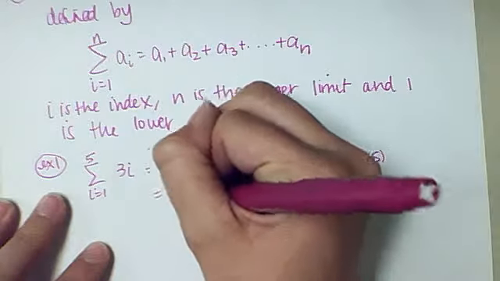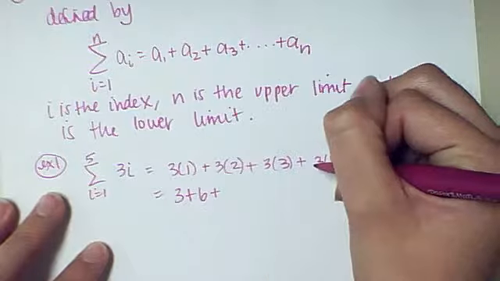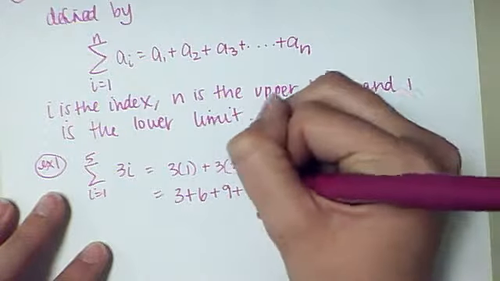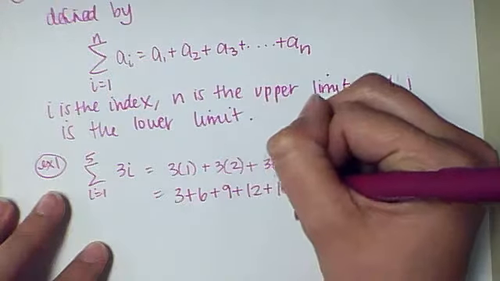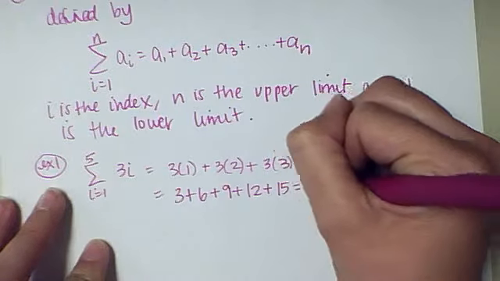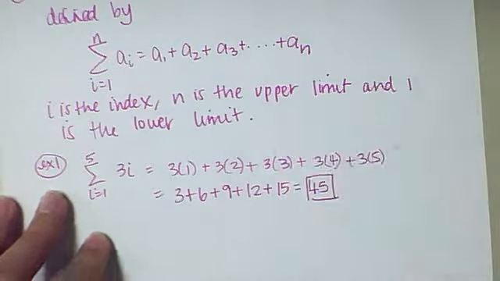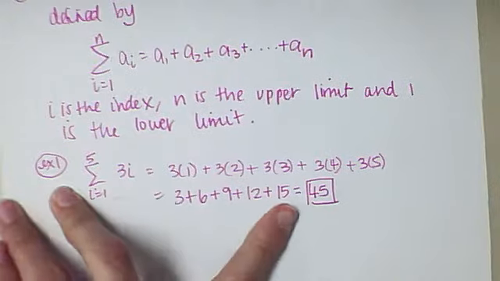3 times 1 is 3, plus 3 times 2 is 6, plus 3 times 3 is 9, plus 3 times 4 is 12, plus 3 times 5 is 15, and that makes 45. So the summation of i equals 1 to 5 of 3i is 45.